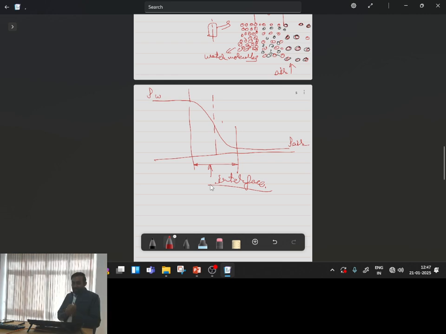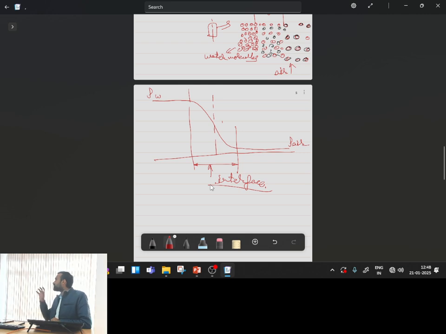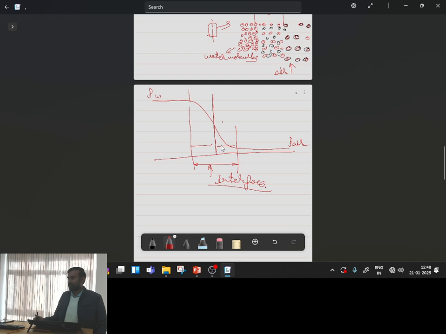Why? Because of the arrangement of the molecules. And in this way, we find that the interface is nothing but a three-dimensional volume, because along with this particular area, it also has some thickness, which makes it a three-dimensional volume. Is this point clear? Are all clear with this point? Now, any question?